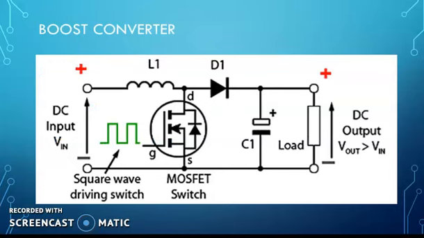First type is boost converter. The name itself suggests the output voltage is greater than the input voltage. Here the MOSFET is used as a switching element. The inductor, diode and capacitor are used. The capacitor is already in charged condition and the load is connected at the output side. To drive this MOSFET, the square wave pulse is given at the gate terminal of this MOSFET.